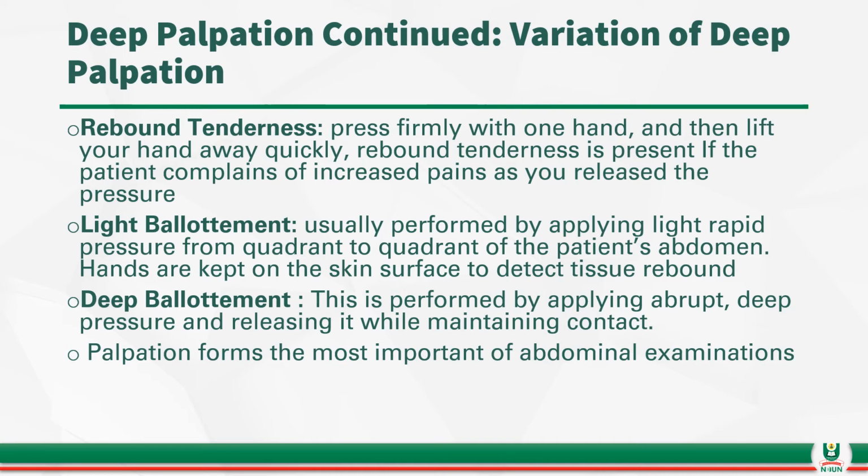So when you are doing light ballottement, you apply light rapid pressure from quadrant to quadrant of the patient's abdomen. Hands are kept on the skin surface to detect tissue rebound. Then deep ballottement is performed by applying abrupt deep pressure and releasing it while maintaining contact.